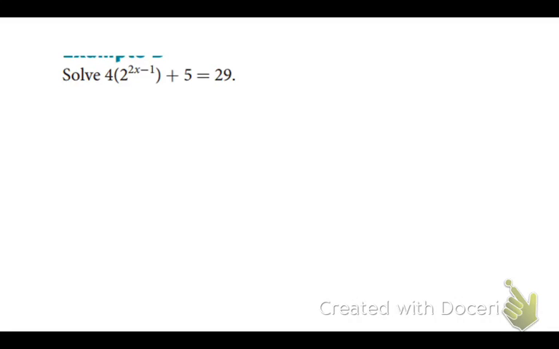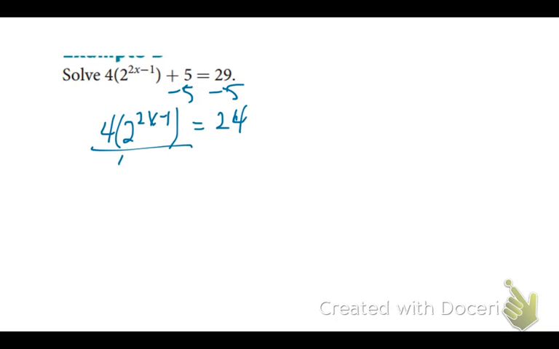So what is the first thing that I could actually do here? I could subtract that 5, so let's subtract that. So I have 4 times the 2 raised to the 2x minus 1 equal to 24. Can I do something else? I can divide that 4 out of there. That does get me a step closer. So now I have 2 raised to the 2x minus 1 equals 6.